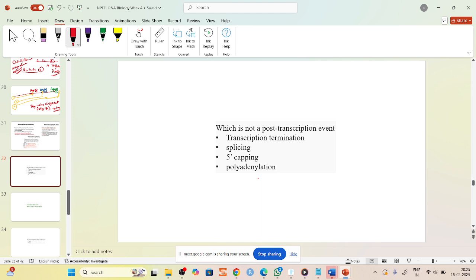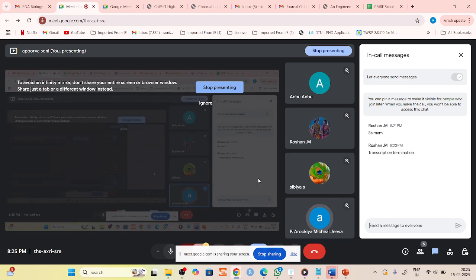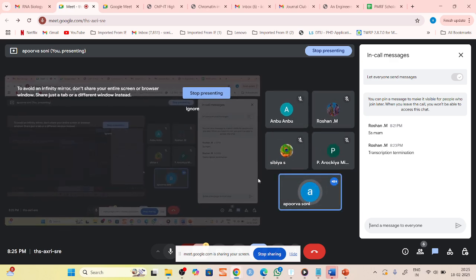After that, your post-transcription modification starts, and the post-transcription modifications are 5' capping, polyadenylation, and splicing. So the correct answer is transcription termination. So Roshan, good, you have answered it correctly.